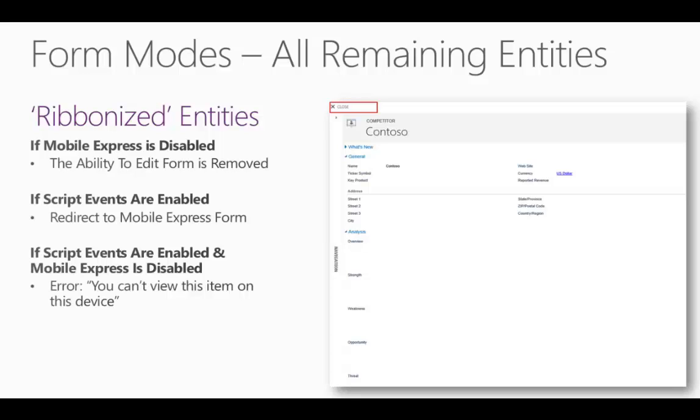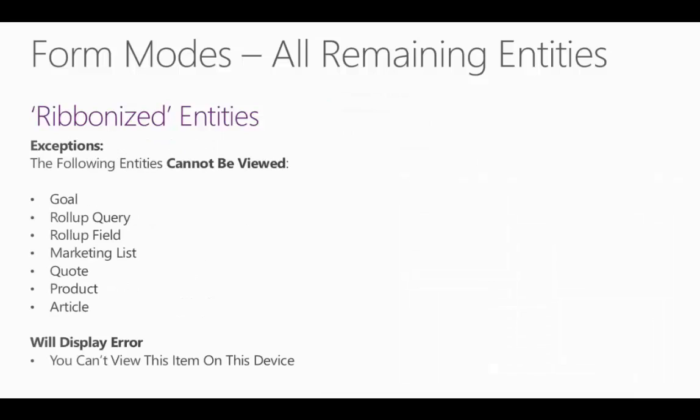Similar to the sales forms, if script events should be enabled on a form in an entity that opens in read-optimized mode, the Mobile Express form will be displayed instead. Yet, if Mobile Express has been disabled for the entity, you will be presented with an error that states that you can't view this item on this device. It should be noted that by default, Mobile Express is not enabled on custom entities. As a result, you may not be able to edit these records in the iPad experience unless an administrator has enabled this functionality. Certain ribbonized entities cannot be displayed in the iPad experience.